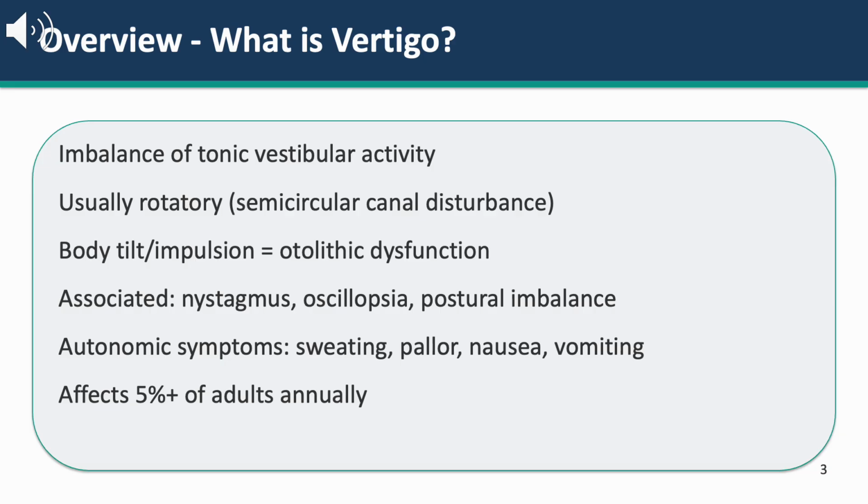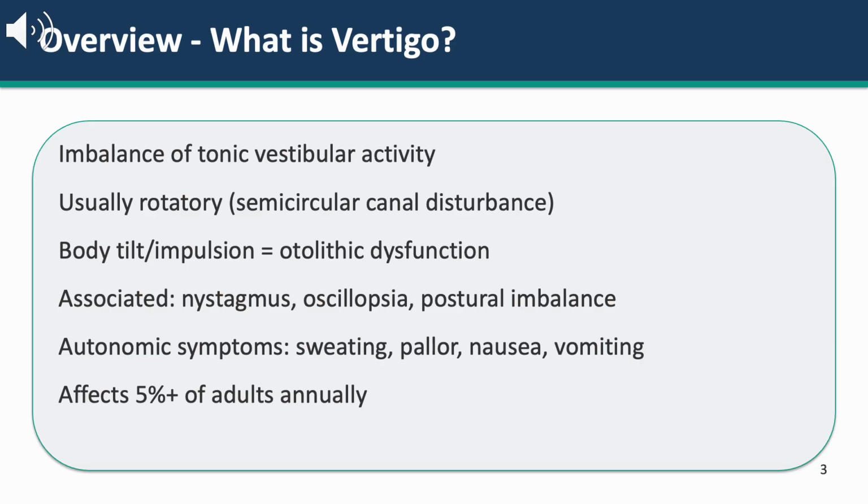Vertigo is defined as an illusion of movement due to an imbalance of tonic vestibular activity within the central or peripheral vestibular pathways. It is usually rotatory, implying a disturbance of the semicircular canals or their central connections. However, sensations of body tilt or impulsion may also occur, indicating otolithic disturbances or dysfunction of central otolithic connections. Vertigo is commonly associated with nystagmus, oscillopsia, postural imbalance, and autonomic symptoms such as sweating, pallor, nausea, and vomiting.